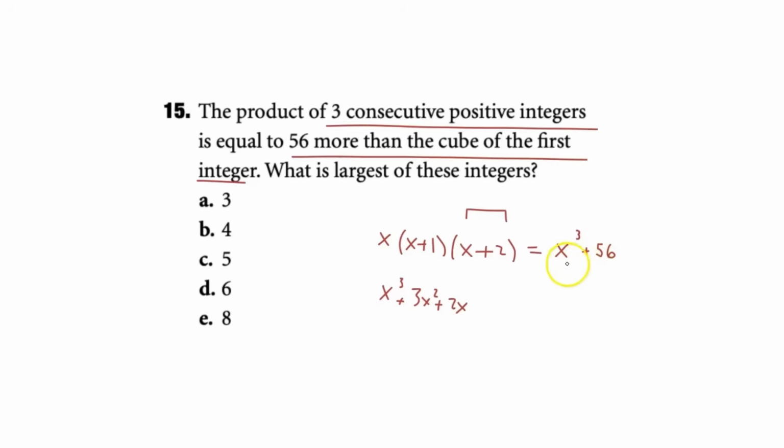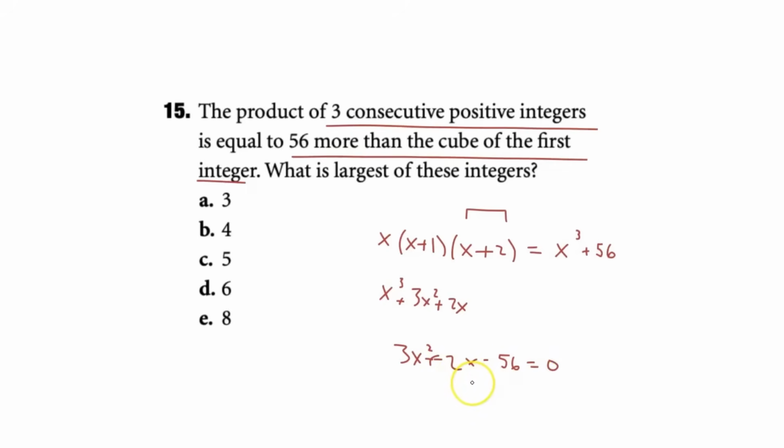And so if we subtract x cubed and 56 from both sides, what we end up getting is 3x squared plus 2x, that's an ugly minus sign, plus 2x minus 56 would be equivalent to 0. So now that we have this expression, all we have to do is find the zeros of it.